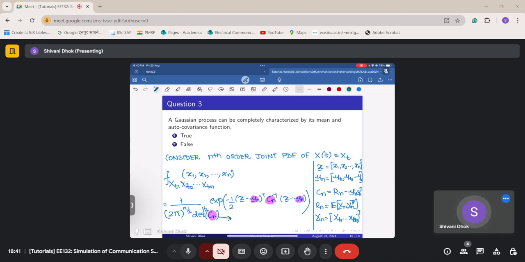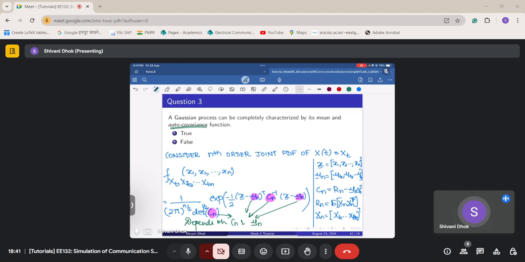So your PDF only depends on Cn and your mean vector mu n, which is nothing but your autocovariance function and its mean. Which means that if I know the mean and autocovariance function, we completely characterize the Gaussian process, and therefore this is a correct statement.